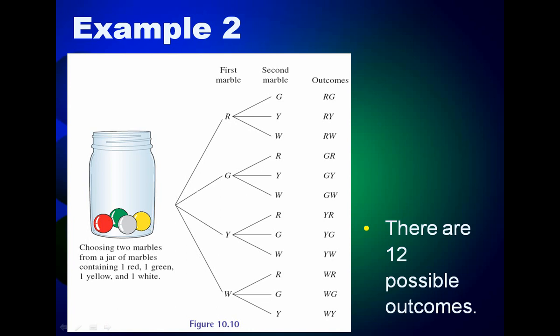So we have the sample space somewhere else in your notes, but the first stage are red, green, yellow, and white, and the second stage are the ones that are at the ends of each of the first stages. And there are 12 possible outcomes there.